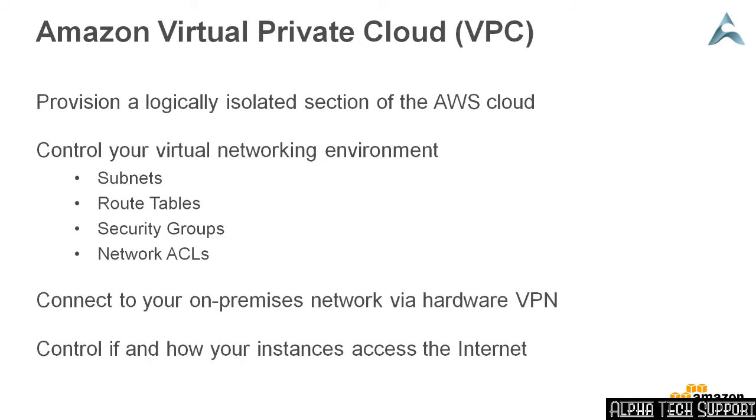We can collectively call them a virtual private cloud, similar to VPN, based on certain categories. You can connect your on-premise network also with this via hardware VPN to VPC. You can control how your instance accesses the internet. This is the model, how it works.